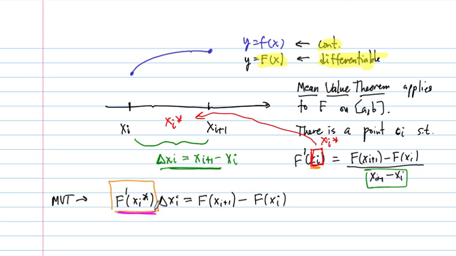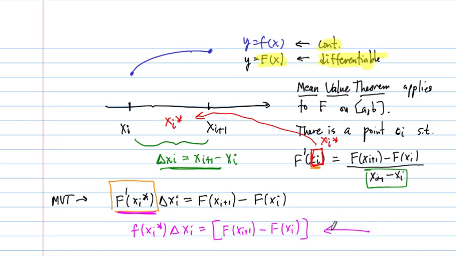Yeah, it's got to equal little f, right? So this whole equation now says that little f at this choice of xi star, remember we get to choose, right? So we're going to choose this xi star. So little f at xi star times delta xi is equal to just this difference, f of xi plus 1 minus f of xi. All right, so this is guaranteed by the mean value theorem.